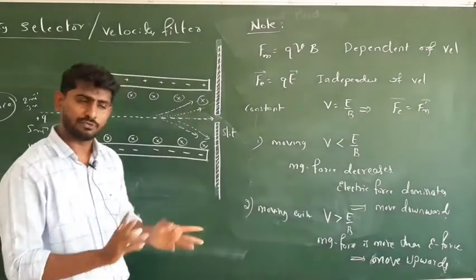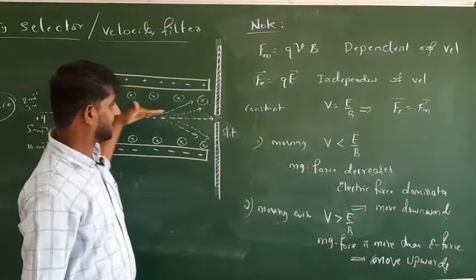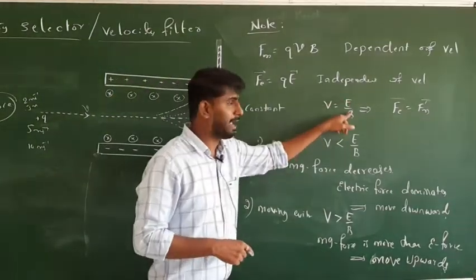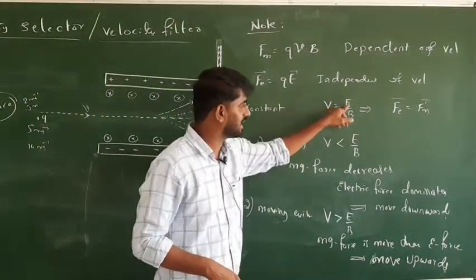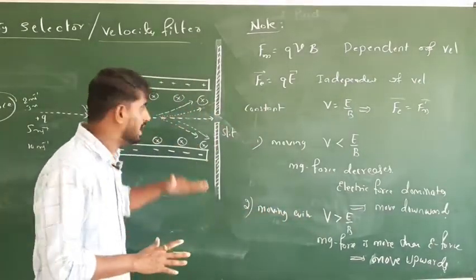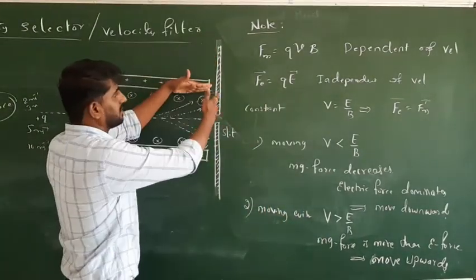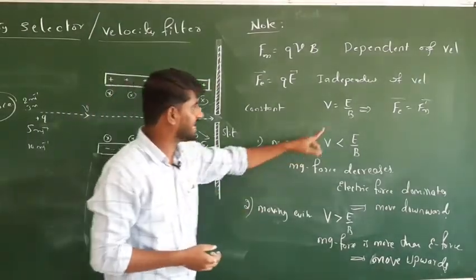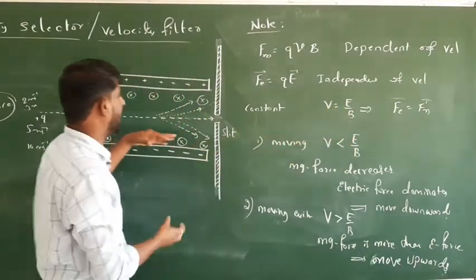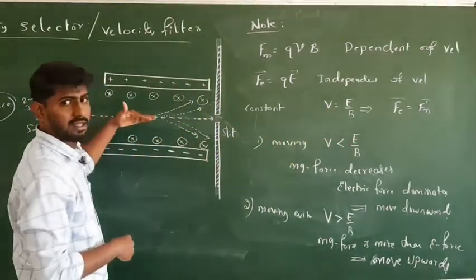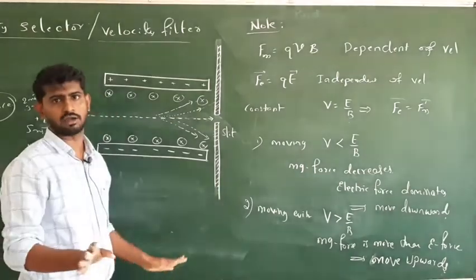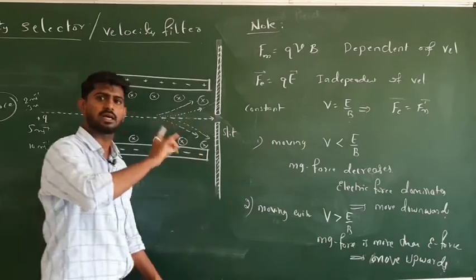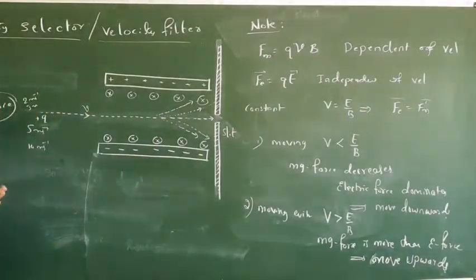Okay, if both the forces are equal, they will move in a straight line and pass through the slit. If the velocity is greater than the E by B ratio, then magnetic force will be more, they will move up and they will be blocked by this cover. If the velocity is lesser than the desired value E by B ratio, then they will experience more electric force, then they will move down and be blocked. Okay, so only V equal to E by B they can pass and come out. So this is about the velocity selector.